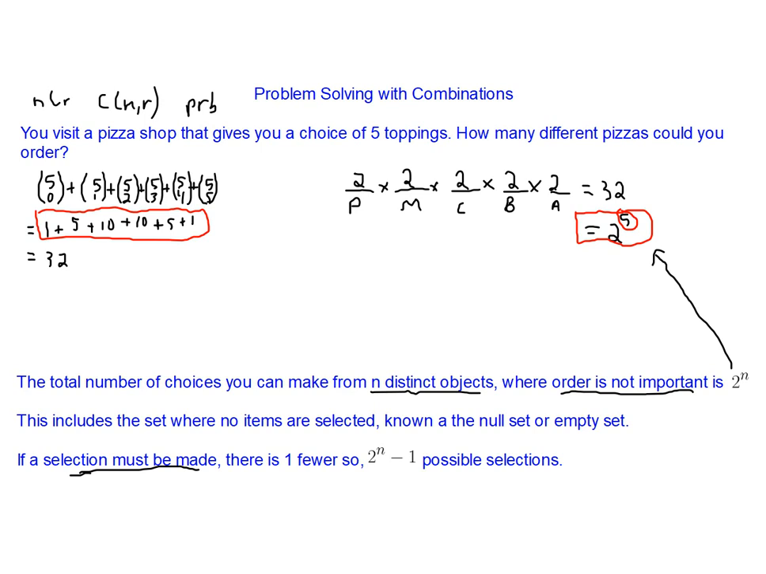So in the example here, this 5 choose 0 up here was the example where we had no toppings. So if we have to make a selection, then we have to subtract that one, in which case there would only be 31 toppings instead of 32. Again, it depends on how the question's worded and what it is that you're trying to find. All right, let's move on to something a little bit different. Not totally different, but a little different.